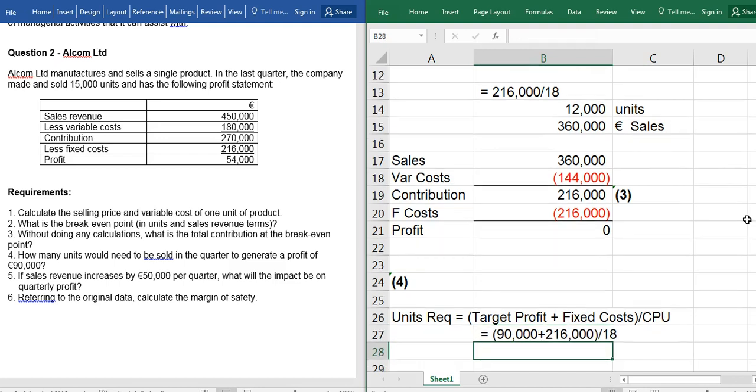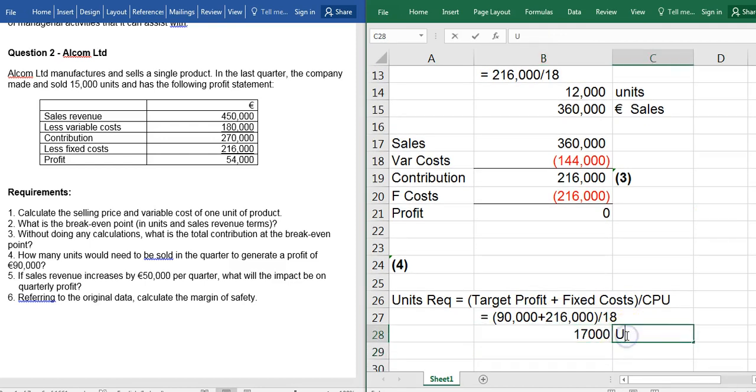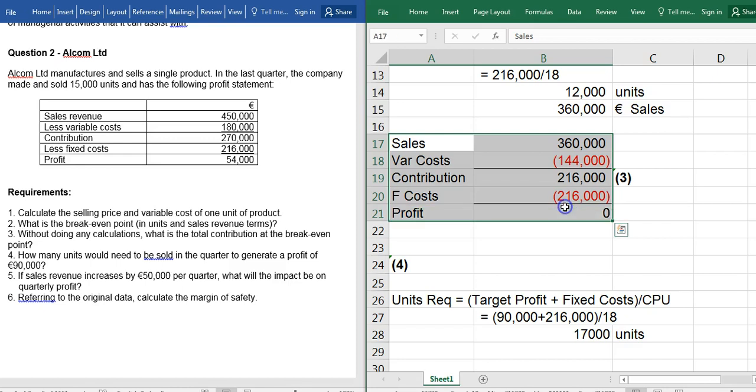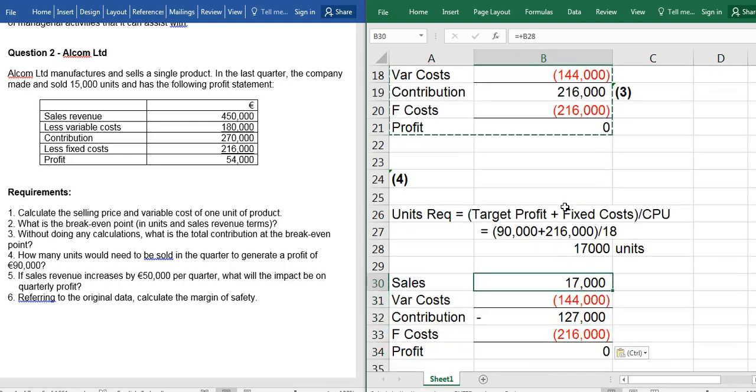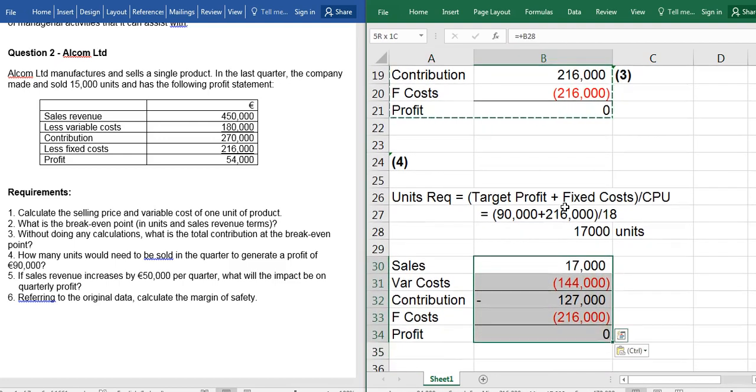So in that case, we need to cover 306,000, which is those two added together, divided by 18. Or you need to sell 17,000 units. So if we sell 17,000 units, we should make a profit of 90. And again, no harm, see can you check that. See can you prove it. So use this layout here. Can you prove at 17,000 units what your profit should be? So just pause it now and see can you prove it yourself. Do you get down to your 90?